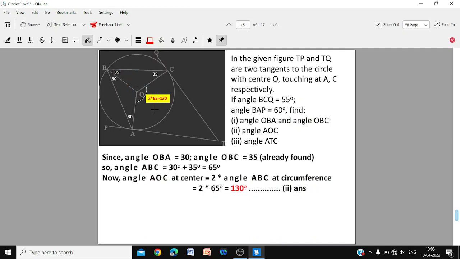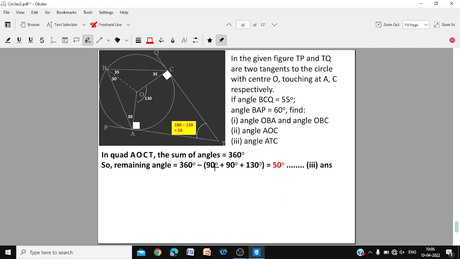Next, having found this as 30 and this as 35, the total is 65, angle at the circumference. So angle at the center would be twice 65, that is 130. Angle AOC is the angle at the center, which is double the angle at the circumference. So AOC is 130, another part solved.